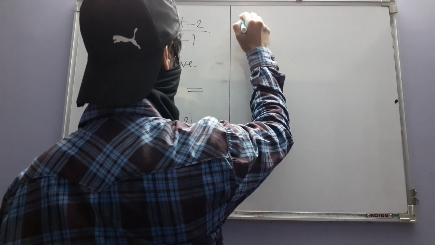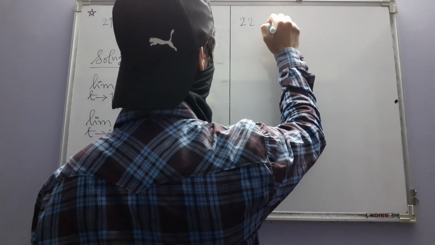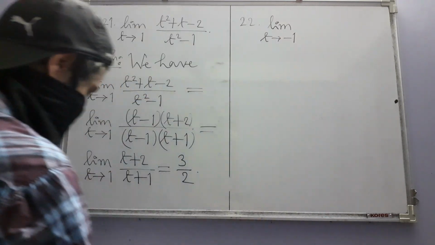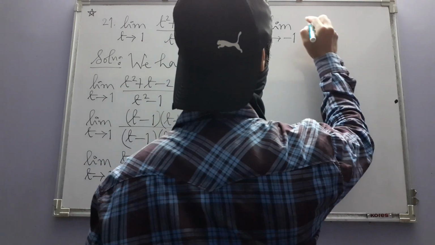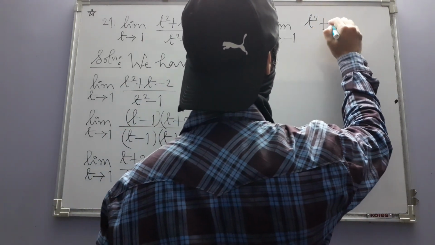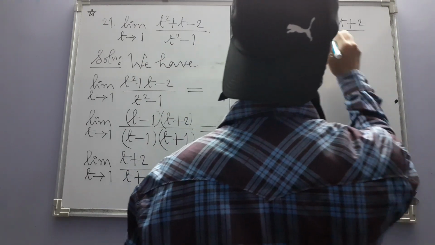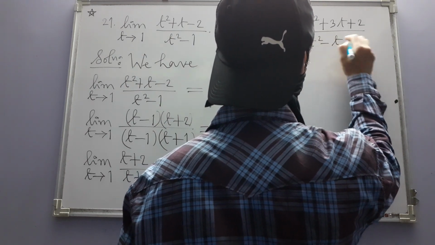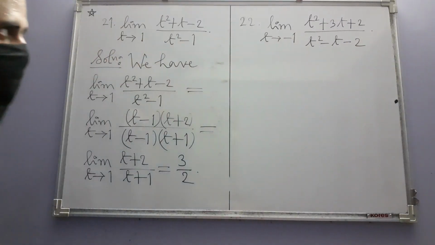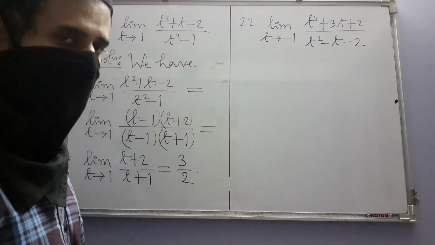Next, 22. Here the independent variable t is approaching minus 1, and the numerator polynomial is t squared plus 3t plus 2, and the denominator is t squared minus t minus 2. Okay, so here it's not that obvious how the factorization should go, but let's see.